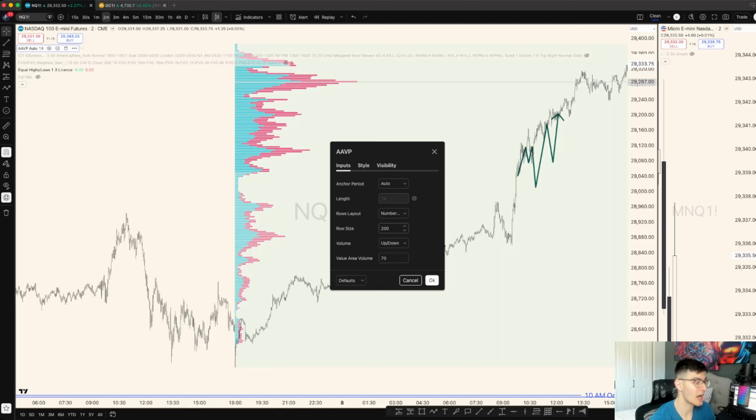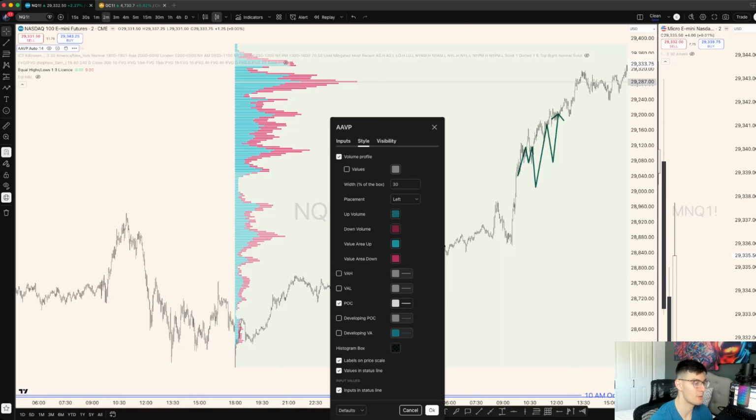The row size by default, I forget exactly what it comes to, but you're definitely going to want to change this to 200. And for value area, you're going to want to leave that; I put it at 70. I think by default it might come to 68. I just put mine at 70.